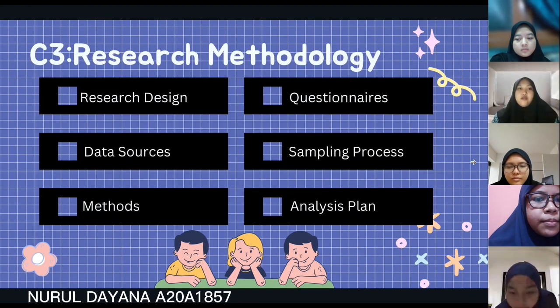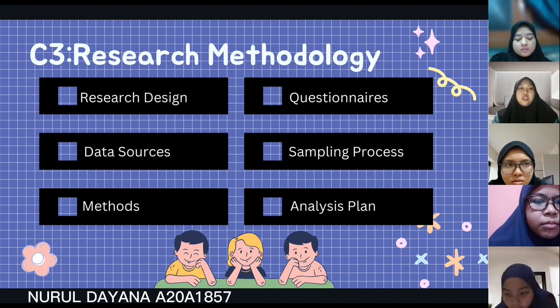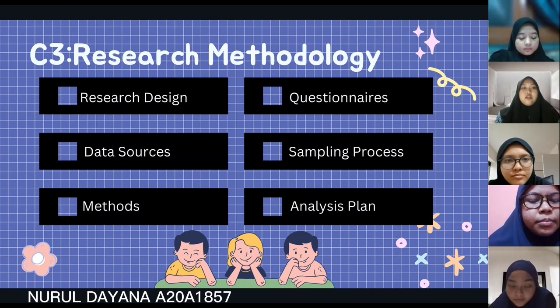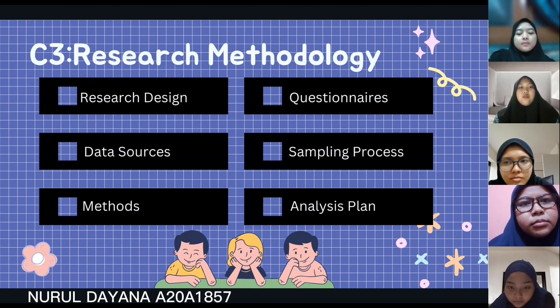Thank you, Putri. I will carry on this presentation to chapter 3. The research methodology includes 6 components such as research design, method, data sources, questionnaire, sampling process, and analysis plan. So first, research design. The framework of the researcher's chosen study methods and procedures is known as the research design. The sort of data that will be collected for this study is primary data according to the researchers.